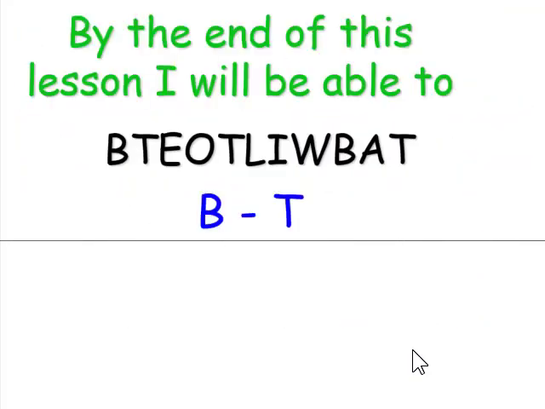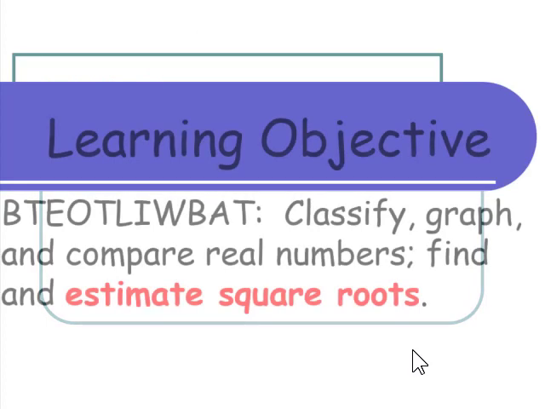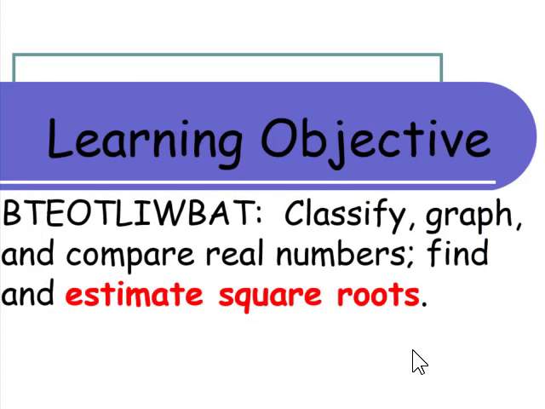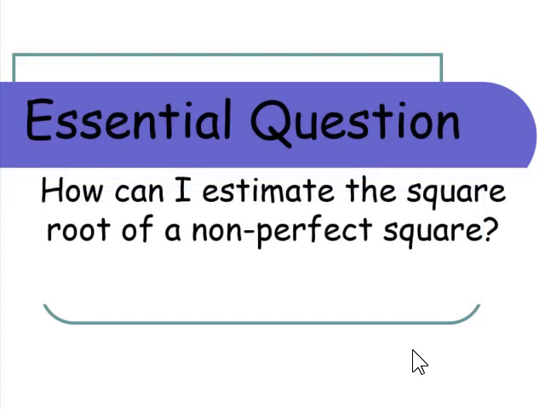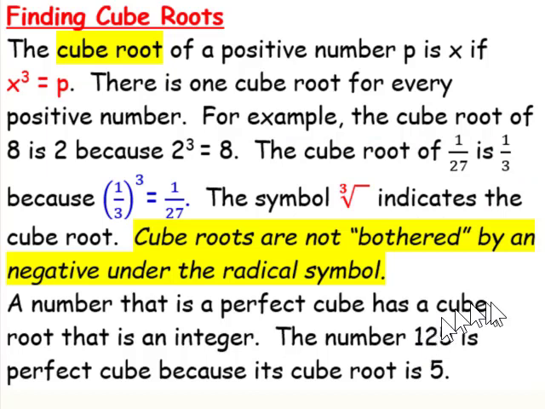By the end of this lesson, I'll be able to classify, graph, and compare real numbers, and find and estimate square roots. How can I estimate the square root of a non-perfect square? The cube root of a positive number p is x if x cubed is equal to p. There is one cube root for every positive number.